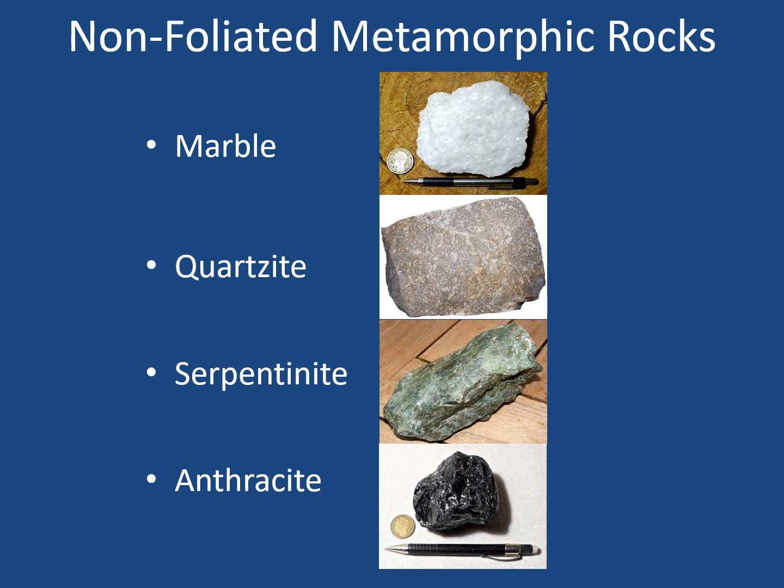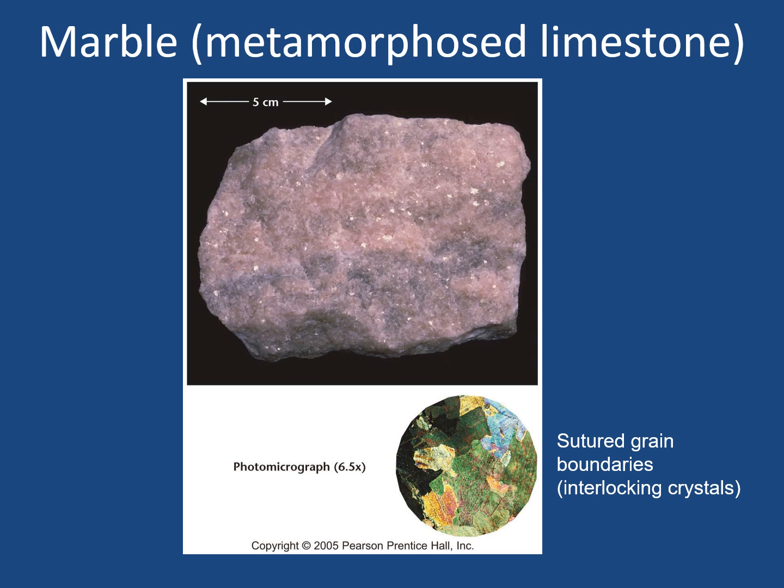Okay, on to non-foliated metamorphic rocks. The four that I'd like you to be familiar with include marble, quartzite, serpentinite, and anthracite. Let's look at these briefly one at a time. So here's marble. You can see marble is typically a medium to coarse-grained, non-foliated metamorphic rock. We're not seeing any foliation in this specimen. And the main mineral in marble is the mineral calcite.